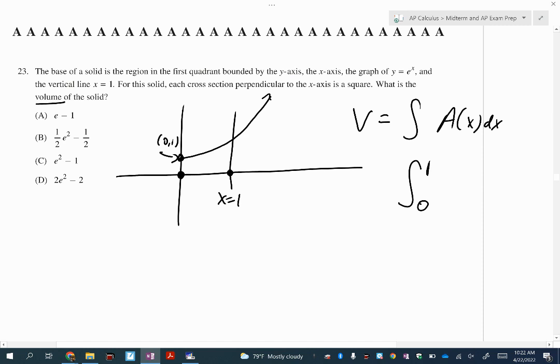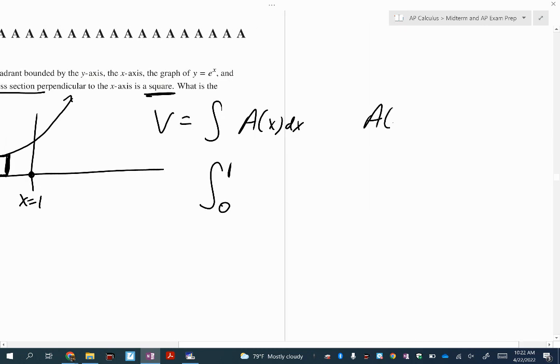Now here's the part of the problem I think is the toughest. It says they're using cross sections and the shape is a square. So if you imagine taking this and slicing it, it's hard because I can't do 3D drawings, but you're slicing a square. Do you know the formula for the area of a square? Actually, it's even simpler than that, because the length and the width are the same. It's side squared, side times side.